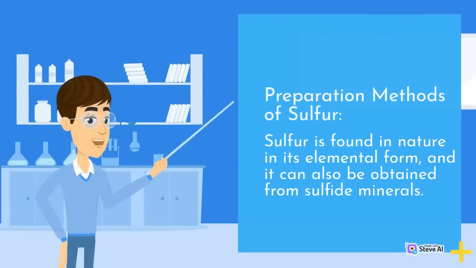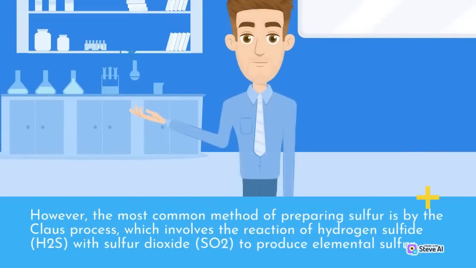Preparation methods of sulfur. Sulfur is found in nature in its elemental form, and it can also be obtained from sulfide minerals. However, the most common method of preparing sulfur is by the Claus process, which involves the reaction of hydrogen sulfide, H2S, with sulfur dioxide, SO2, to produce elemental sulfur.